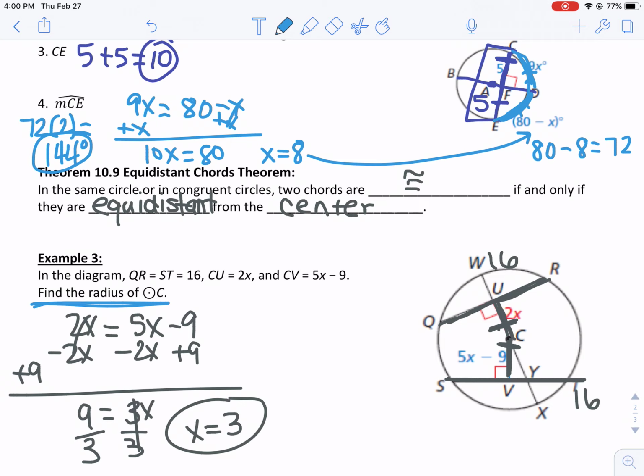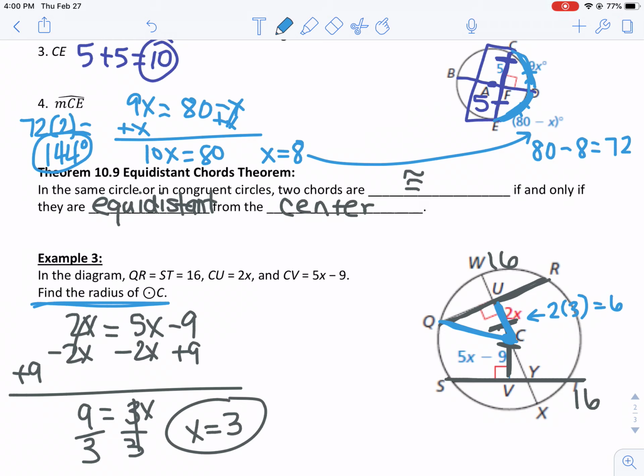The question said find the radius. A radius goes from the center to an outside of the circle. I didn't find that. All I found was this little part. But what I do know is that since I found that, if it's 2x, that means 2 times 3. This side is actually 6. This side is 6 now.